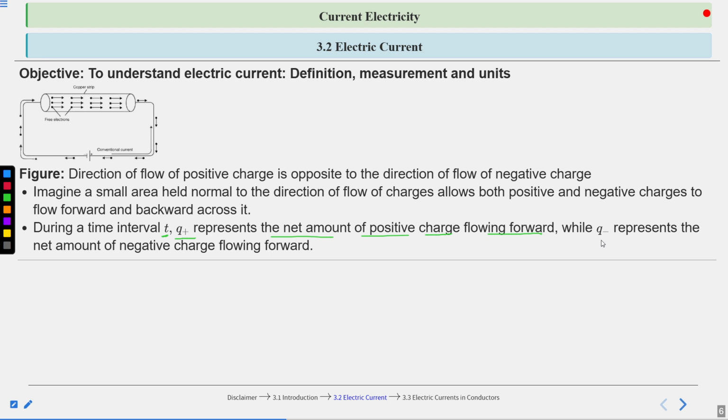Okay, while Q negative represents the net amount of negative charge flowing forward. So what is Q negative again? Net amount means the forward-moving negative charges minus the negative charges that are moving backward. That is the net amount of negative charges flowing forward. If 5 negative charges are flowing forward and 2 negative charges are flowing backward, then the net amount of negative charges flowing forward is 5 minus 2, which is 3. Got it?